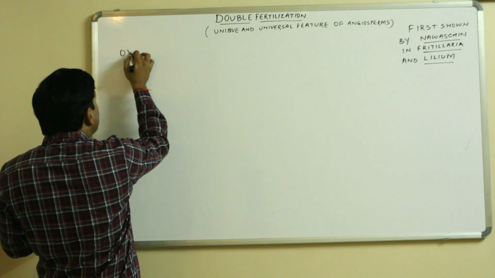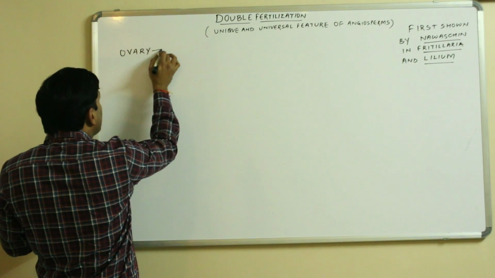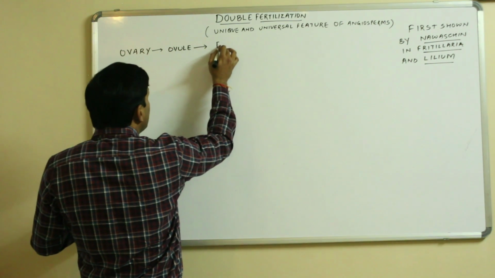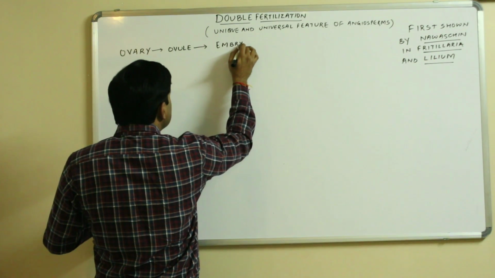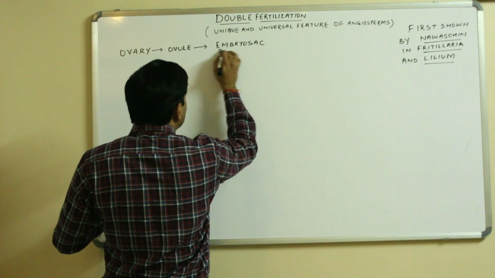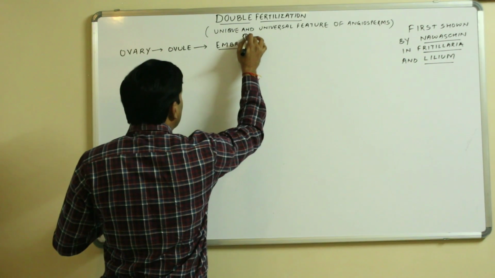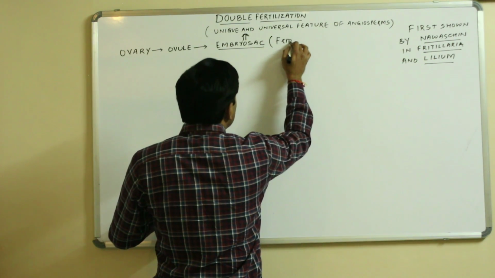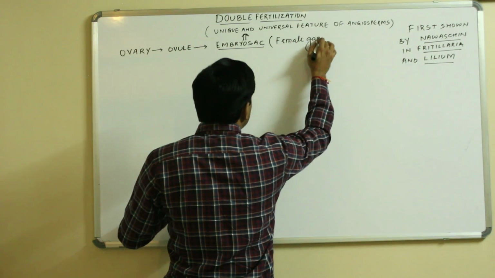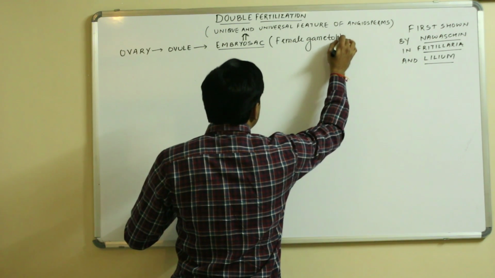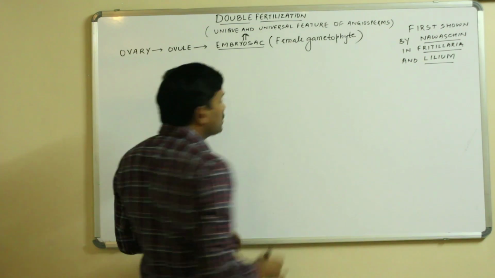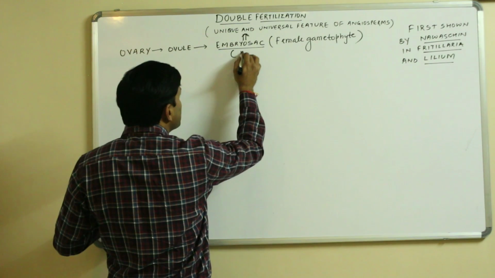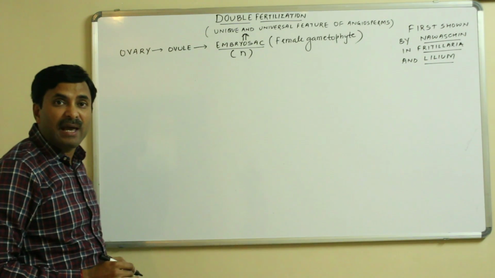We know very well that in the ovary, ovule is present, and in the ovule, embryo sac is present, which is the site of double fertilization. This embryo sac is also called the female gametophyte, and the ploidy level of the embryo sac is n, meaning it is haploid.